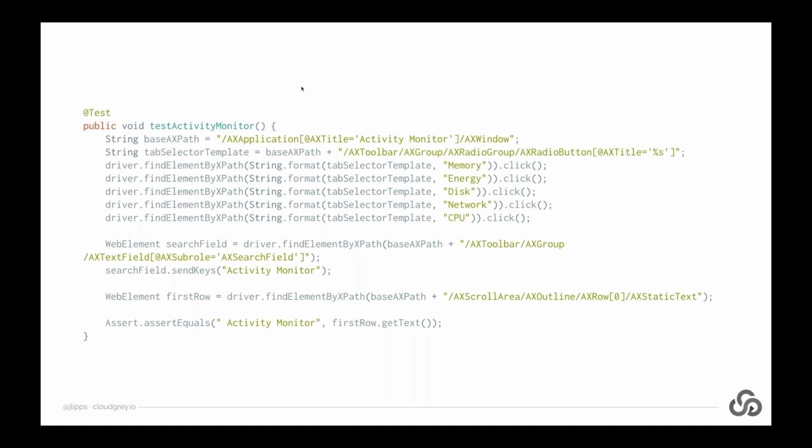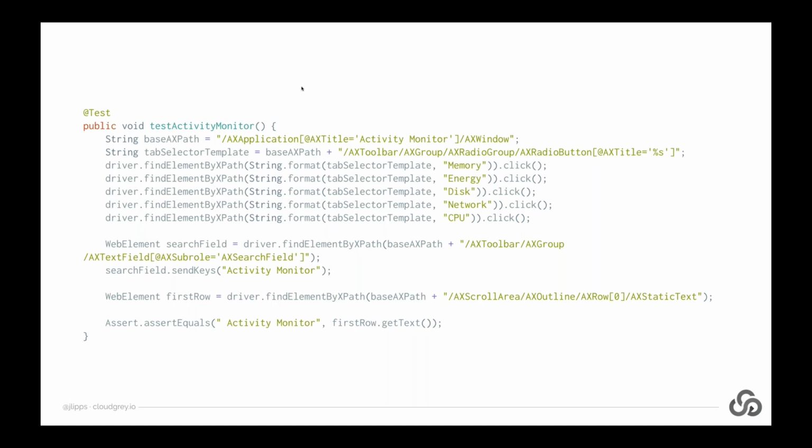Then I've got something called a tab selector template, which helps me to select different tabs in the application. So the different tabs like memory, energy, disk, or network, or CPU. And you can see again how I'm using this XPath filter, making sure that the accessibility title of that particular tab is memory or energy or disk or network or CPU. So this is a pretty reliable and robust way of finding these elements time and time again without relying completely on their position within the application.